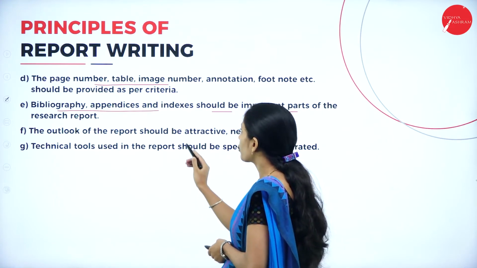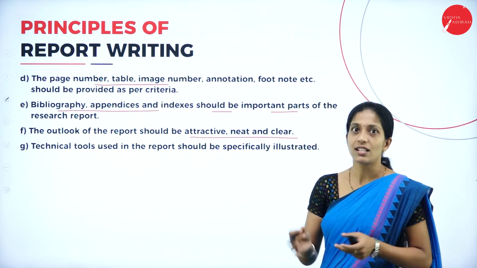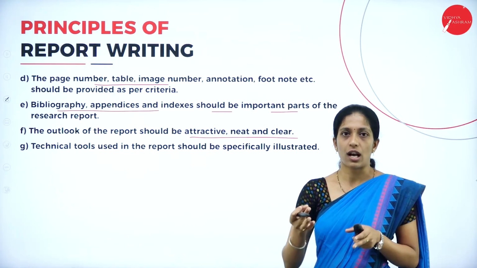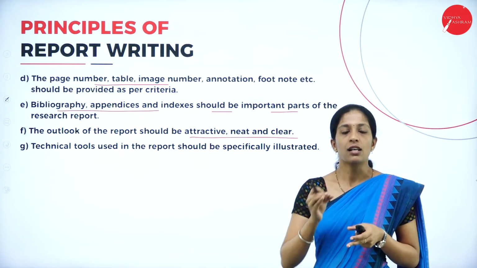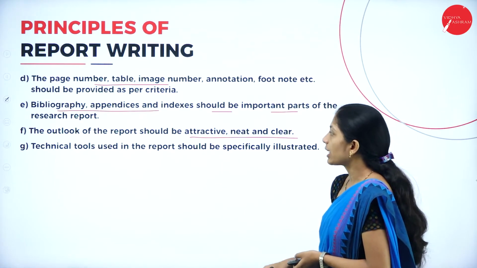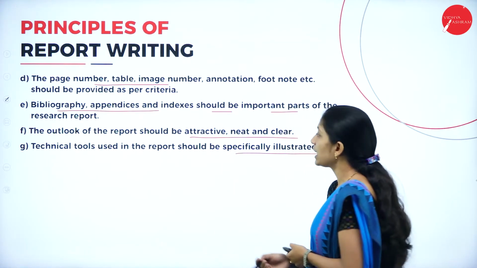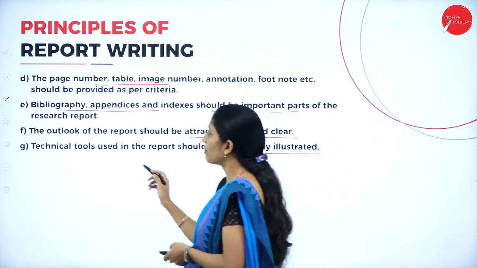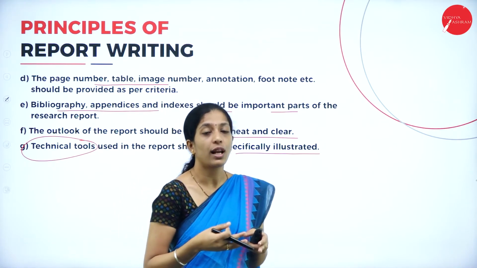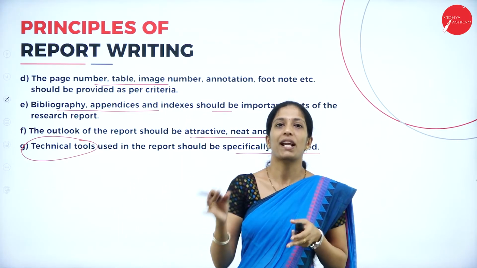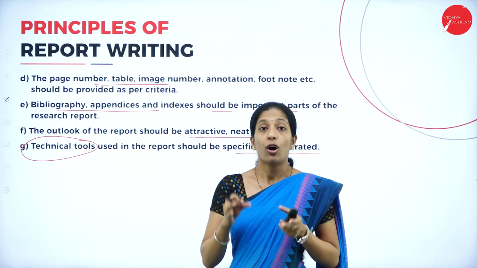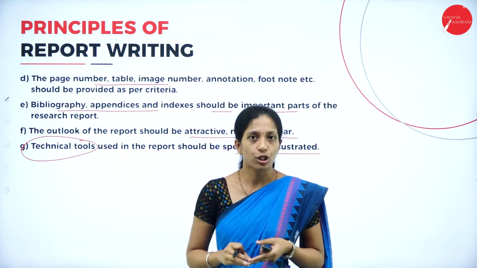The outlook of the report should be attractive, neat and clear. That is, the overall research report should be attractive, neat and clear, so it has to be bound properly. These are the small concepts the researcher has to keep in mind. Next, technical tools used in the report should be specifically illustrated. As I told you, he might use certain technical tools to prove certain things, so those tools have to be illustrated or explained properly. These are the principles of report writing. Hope you are clear on how the research report should be.